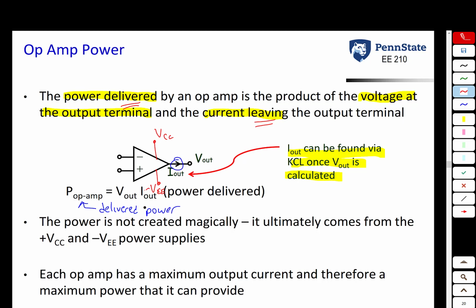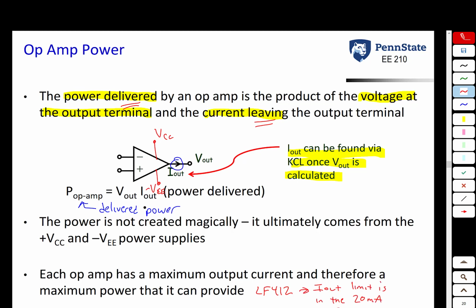Final comment about power before we do an example: there is a limit to how much current an op-amp can produce, and that's a function of the op-amp itself. Because there's a limit to the current the op-amp can produce, and a limit to the voltage at the output because of the power supplies, there's going to be a limit to the power the op-amp can provide. For the LF412, which is the op-amp we're going to be using in our lab, I out is typically limited to less than 20 or 30 milliamps.